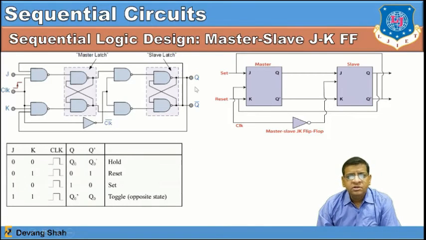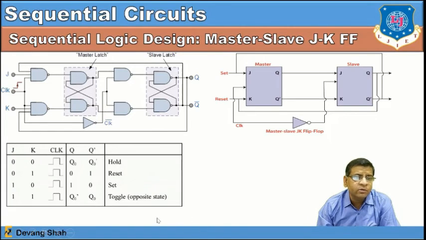So this is just the block diagram of this JK flip-flop. You can see master and slave. Each is individually a JK flip-flop. In between you have to put the clock by inserting a NOT gate. So first the master will be triggered at the positive edge of the clock, and the slave will be triggered at the negative edge of the clock, right?